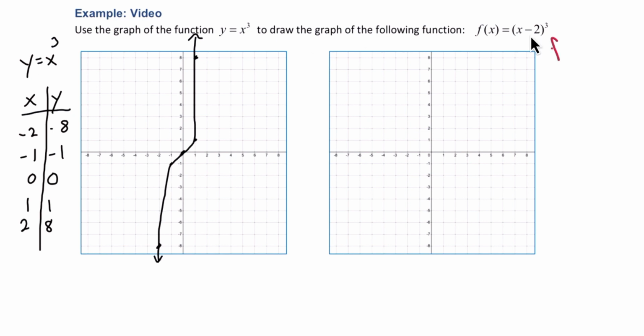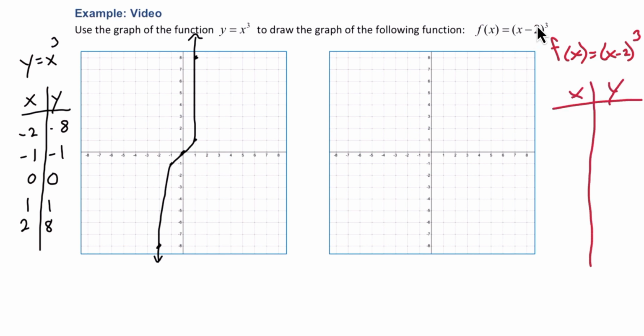On the right, we'll look at the graph of f of x equals x minus 2 cubed. Looking at x minus 2, notice it's on the inside of the parentheses. That means it's going to affect the graph horizontally, and it does it in a backwards or illogical way. Minus 2 on the inside is actually going to shift the graph to the right 2 units.